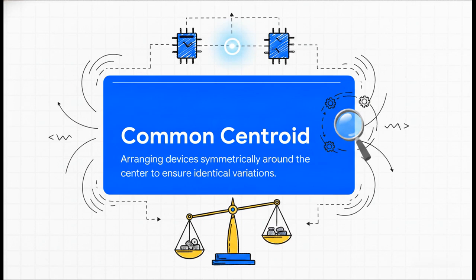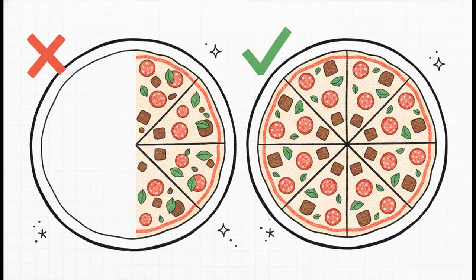Think of a balance scale. Everything is shared perfectly around a central pivot. In fact, here is an easy memory trick for you. Common means shared, and centroid means center, so everything is perfectly balanced around the center. And honestly, I love this because it makes total sense when you think about everyday food.